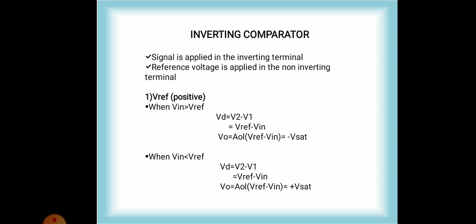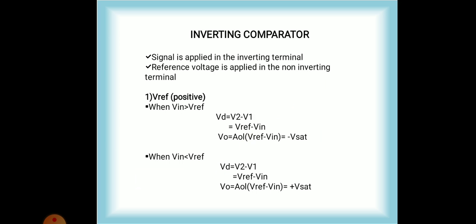Now let's talk about inverting comparator. The signal voltage Vin is applied in the inverting terminal, therefore the comparator is called inverting comparator. The reference voltage is applied in the non-inverting terminal. Reference voltage can either be positive or negative. In first case, we will take Vreference as positive. Let us assume that Vreference is plus 2 volts.